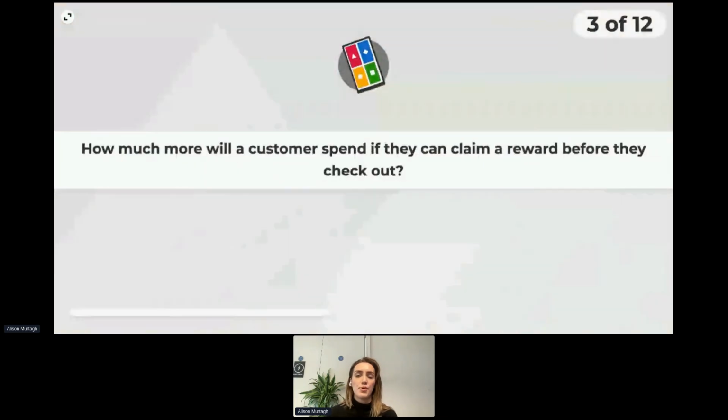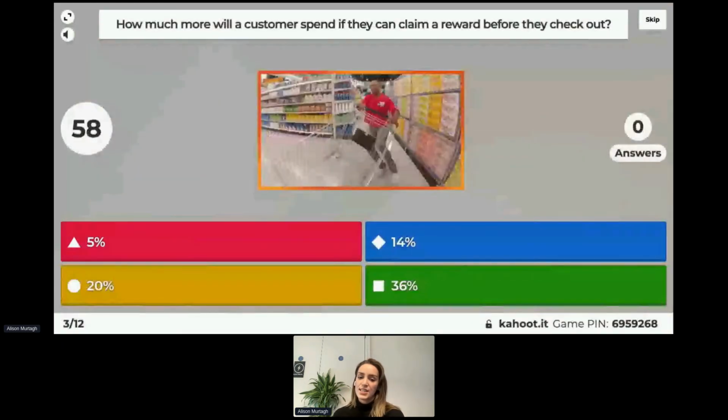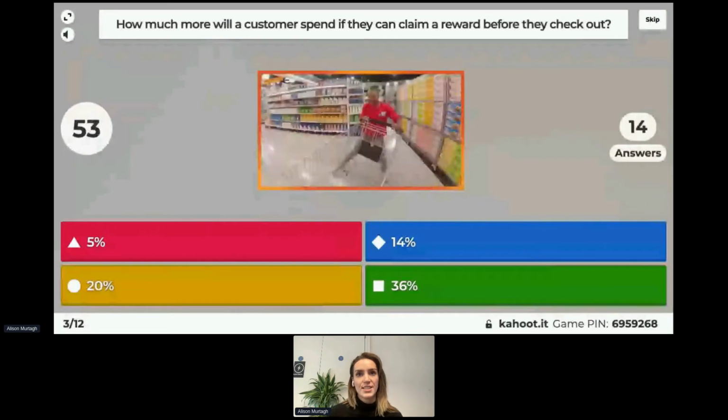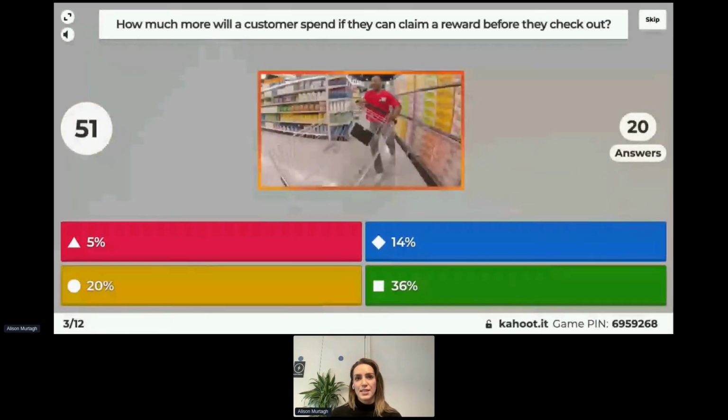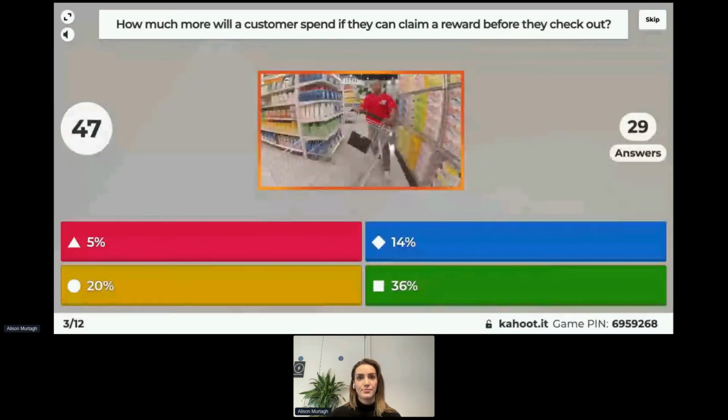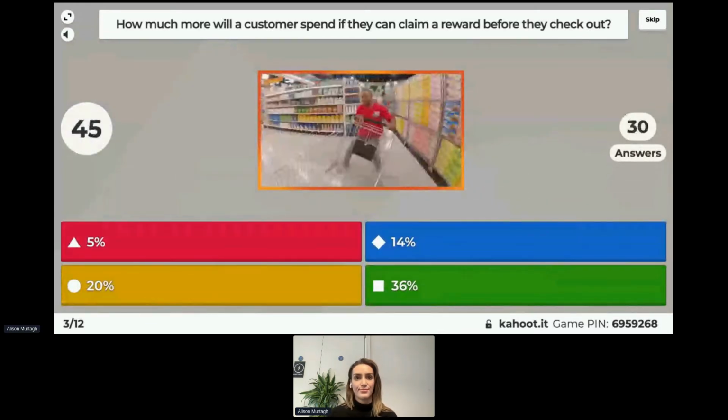How much more will a customer spend if they can claim a reward before they check out? So 5%, 14%, 20%, or 36%. Give you some time to answer this one.